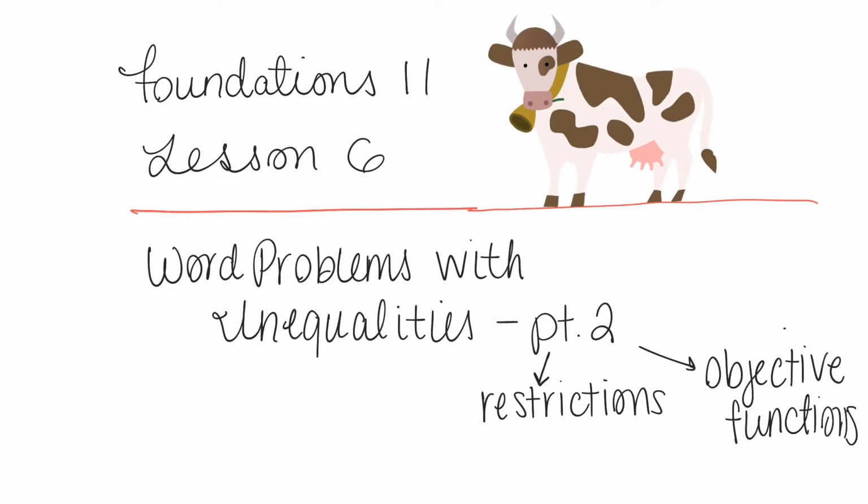All right, we're going to look at inequalities in word problems again, but we're taking it up a level. Today we're going to add into the mix restrictions on our word problem. And then we're going to throw in an objective function. And these are both a lot of really big words for stuff that seems really logical. Okay, so let's look at our first problem.